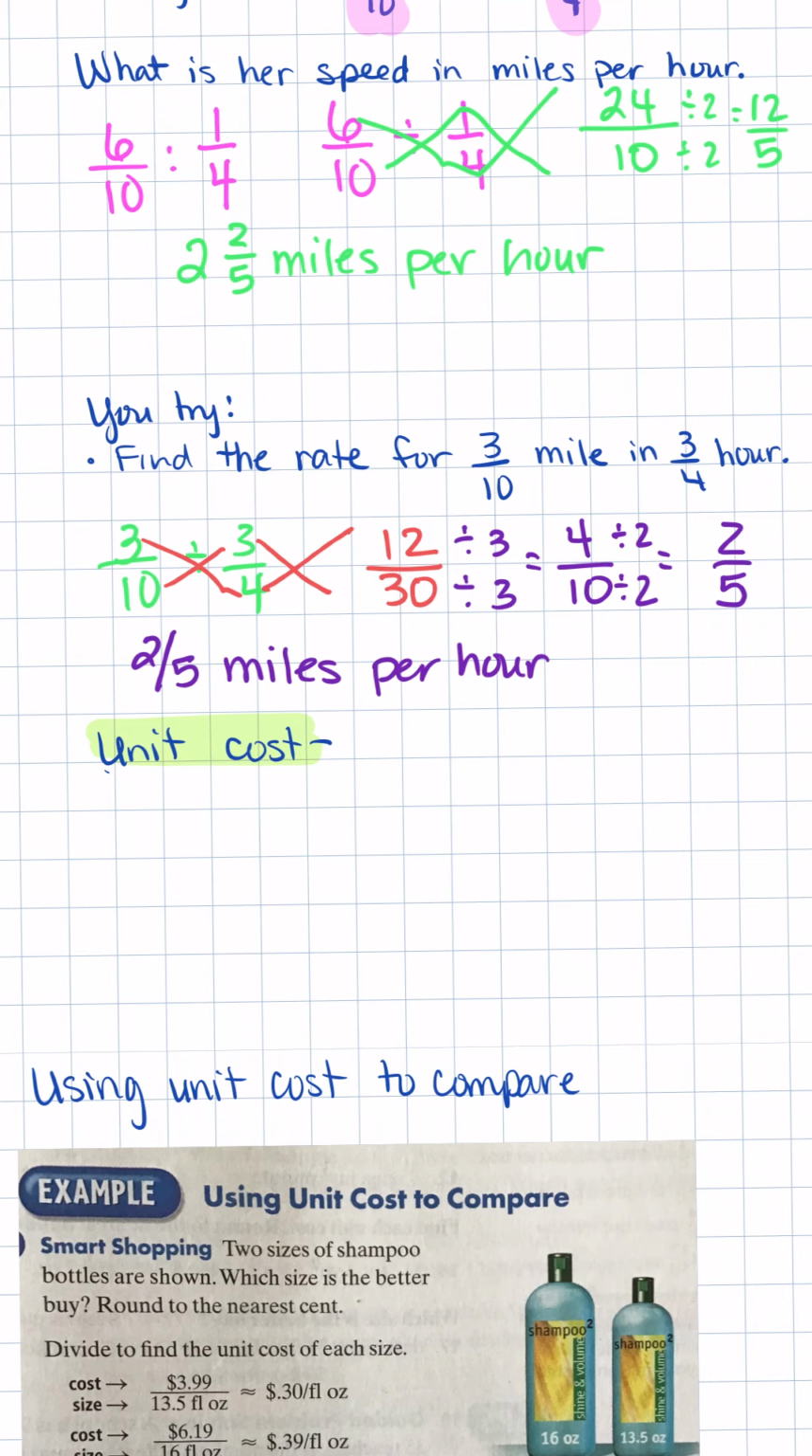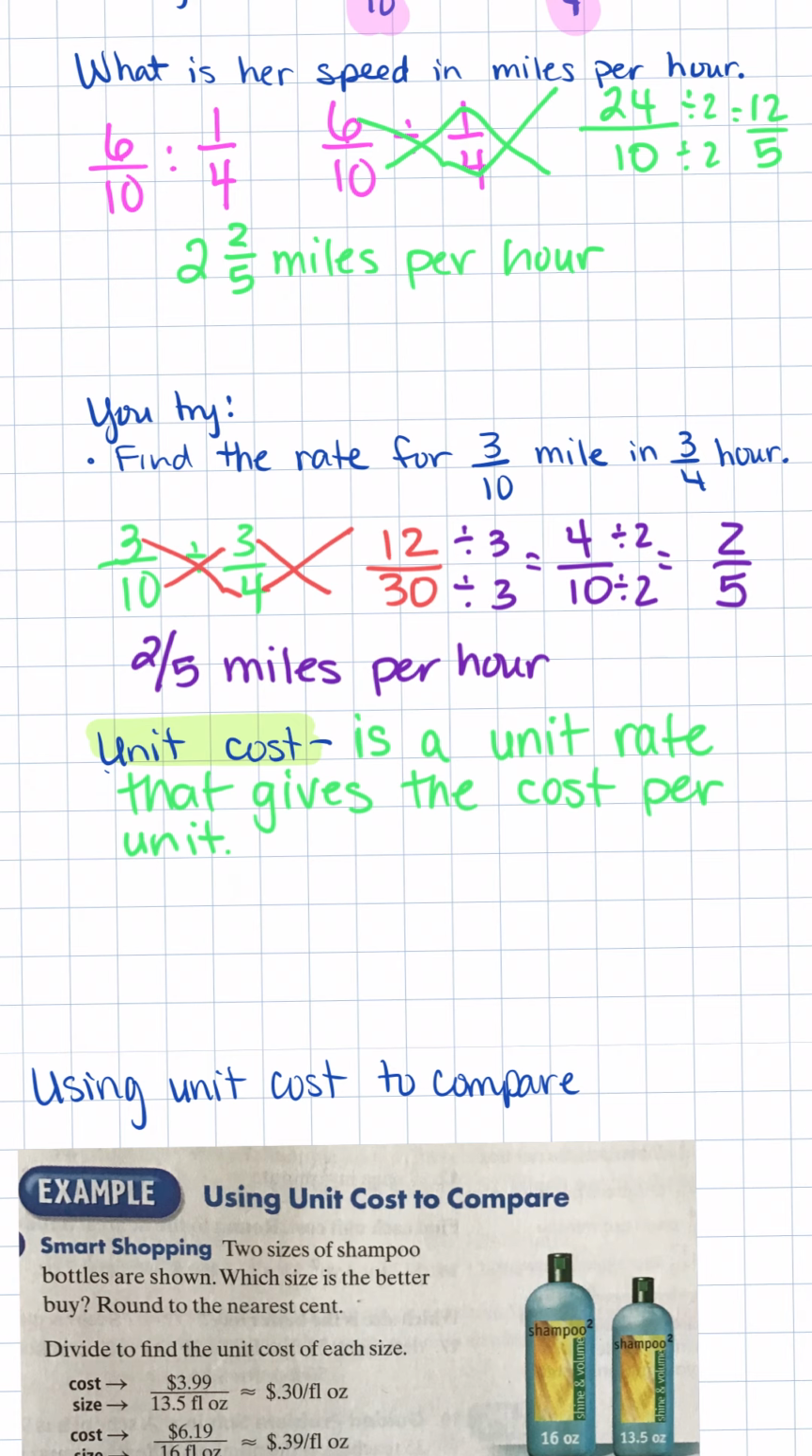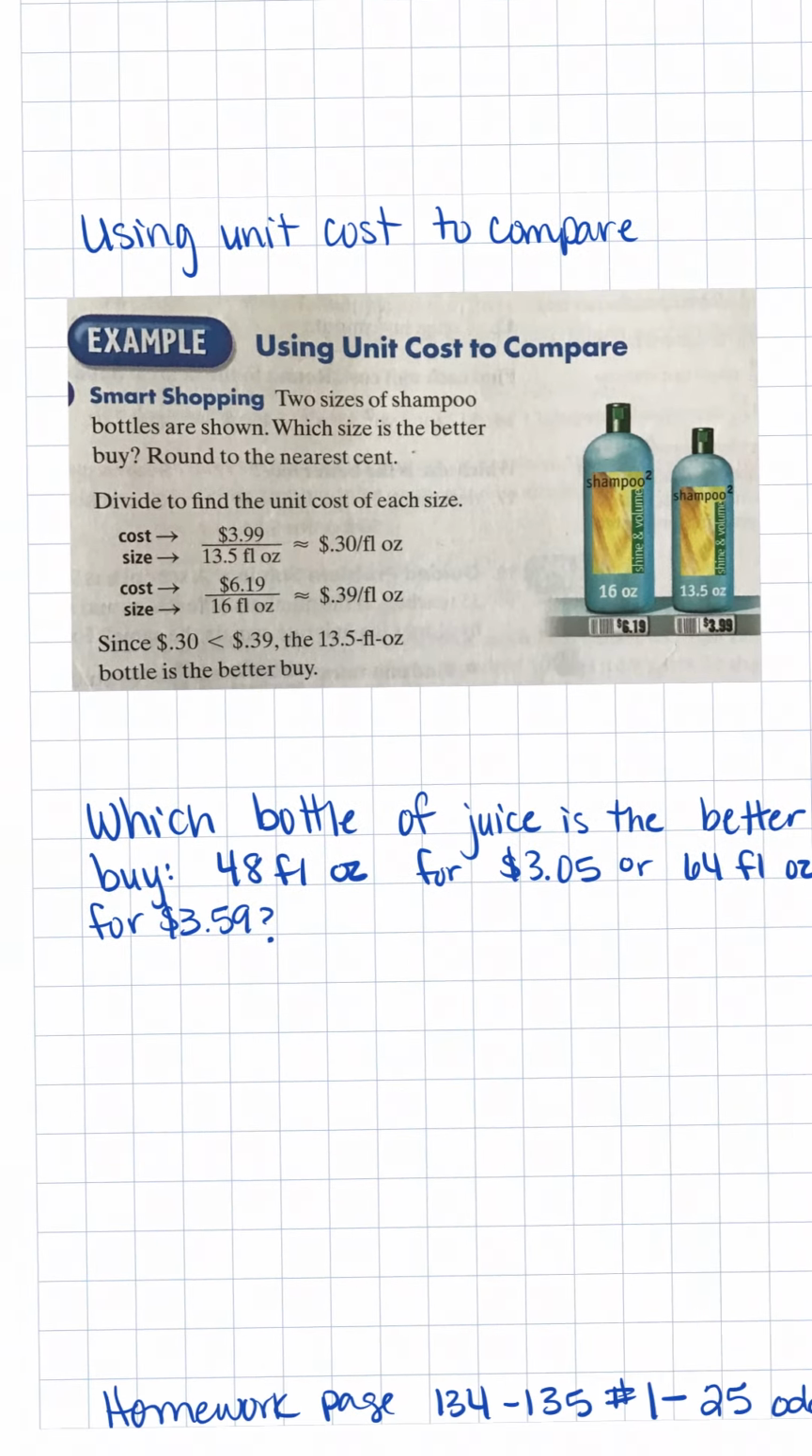So a unit rate that gives the cost per unit is a unit cost. To find the unit cost of an item, divide the total cost of the item by the number of units in the item. Let's go ahead and write down: a unit cost is a unit rate that gives the cost per unit. This honestly is something I use on a regular basis in the grocery store. This might be something that you could help your mom or dad or family member with, or even for yourself, to compare costs. So let's take a look.